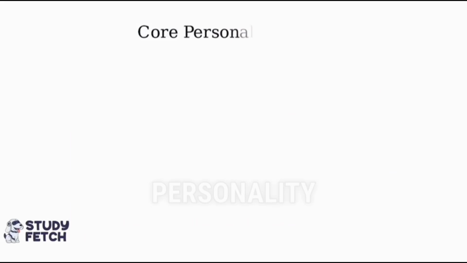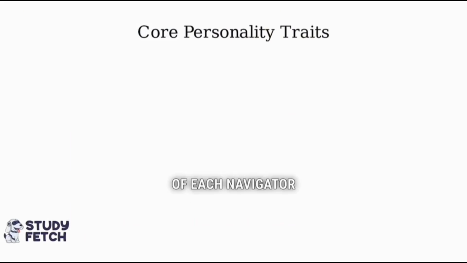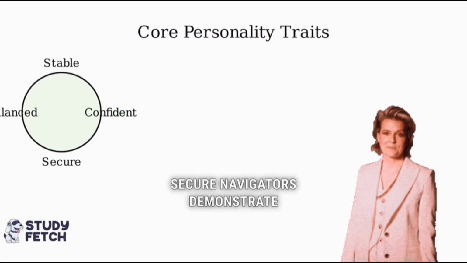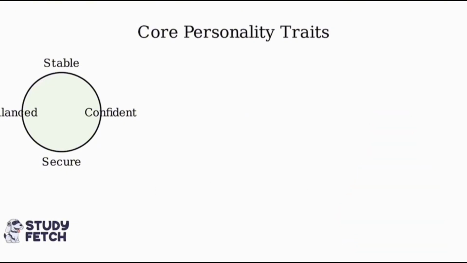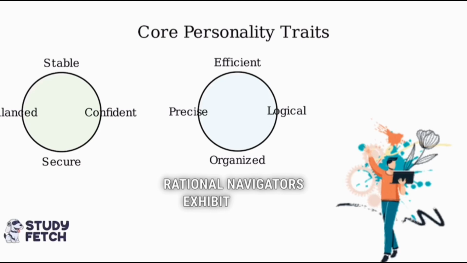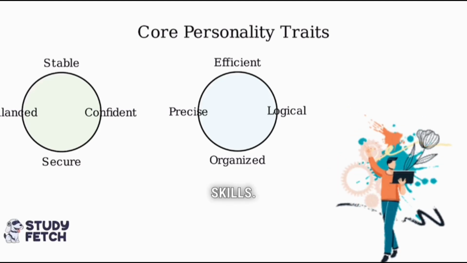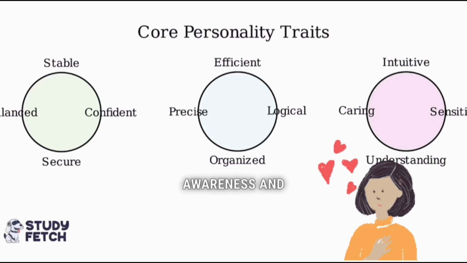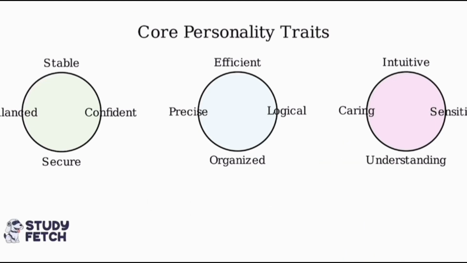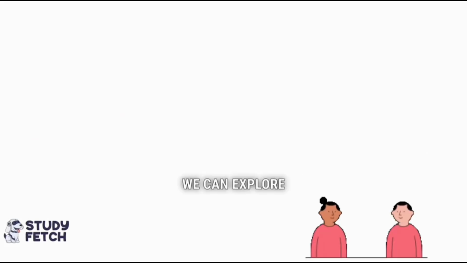Let's examine the core personality traits of each navigator type. Secure navigators demonstrate confidence and emotional stability in their interactions. Rational navigators exhibit logical thinking and organizational skills. Empathetic navigators show strong emotional awareness and natural caring tendencies. Now that we understand the 3 navigator types, we can explore how they communicate and interact.